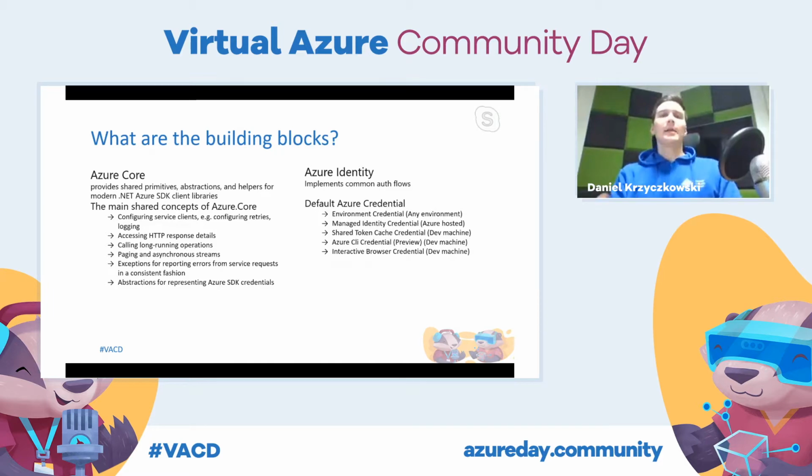If we have an application and we're running this application on the localhost and we would like to connect to the Azure services, probably we would like to use our developer account. So in this case, we can use shared token cache credential, for instance. And then we will use our development account, which is related with Azure, and we can easily access Azure services without providing any credentials in the source code.